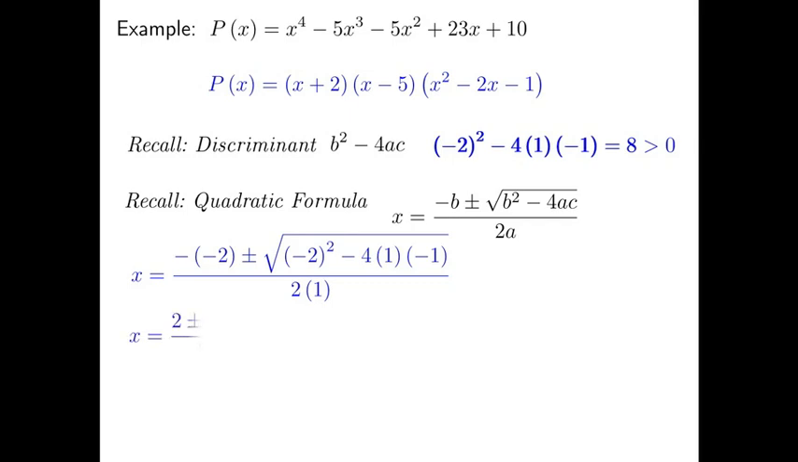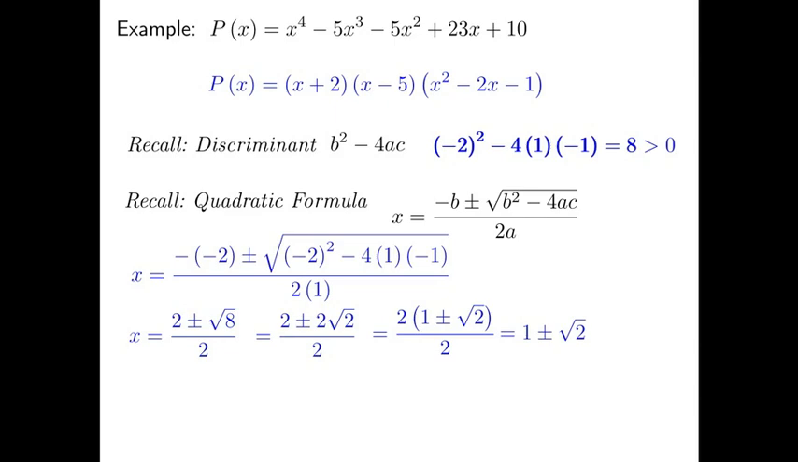Plugging in and simplifying, we get 1 plus or minus root 2 as the solution to that quadratic. These are our final 2 zeros, 1 plus root 2 and 1 minus root 2. Now let's look at all of the zeros of our polynomial. We have our 2 rational, 5 and -2, and we have 2 irrational, 1 plus root 2 and 1 minus root 2. These can be estimated as 2.4 and -0.4.